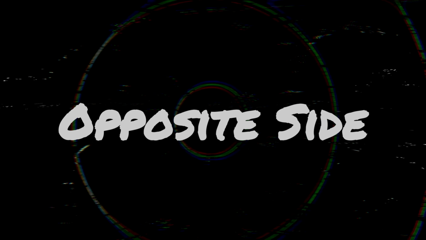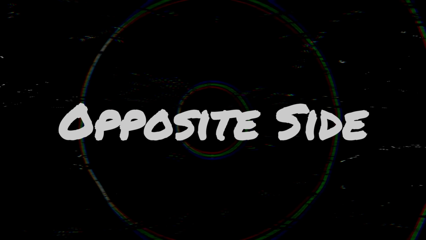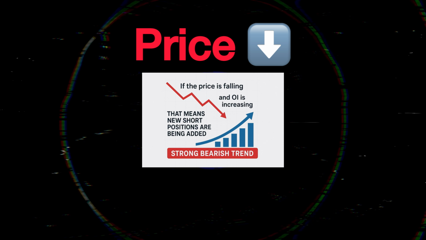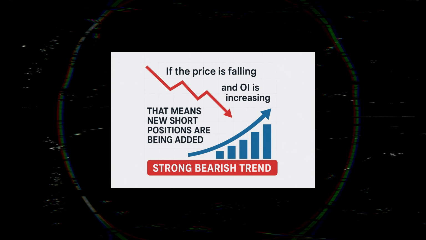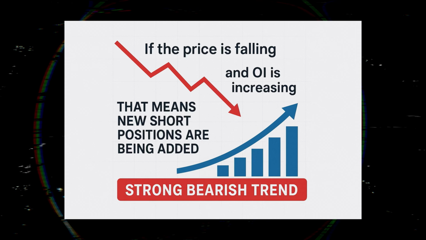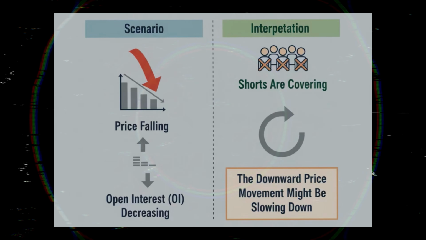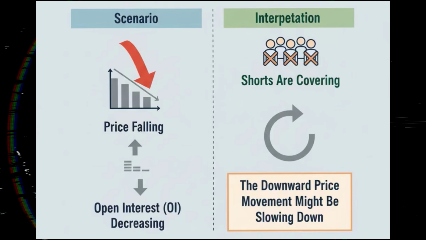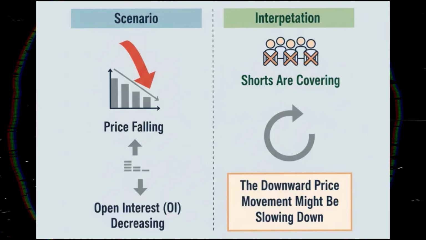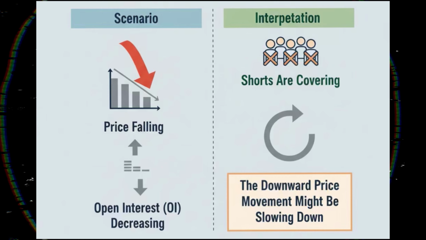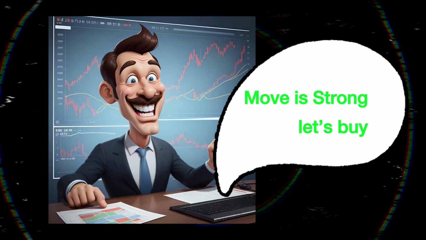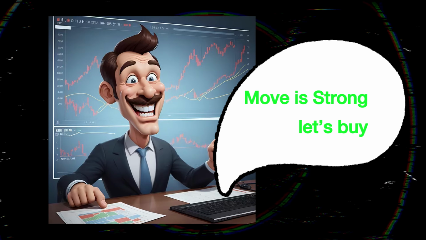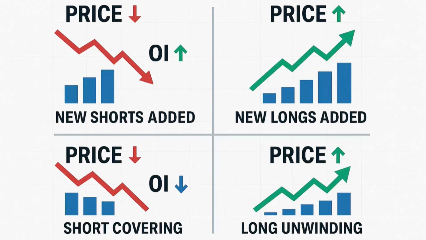Let's take the opposite side of this. If the price is falling and the open interest is increasing, that means short positions are being added. A strong bearish trend is being created. But if the price is falling and open interest is decreasing, that means shorts are covering. So the fall might be slowing down. This is how smart traders confirm whether a move is strong or weak, by looking at both price and the open interest together.